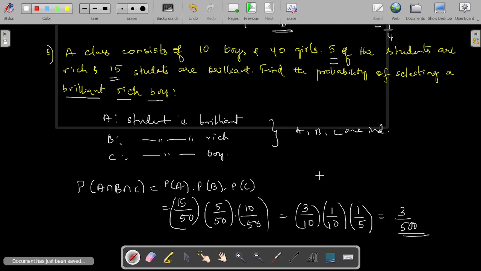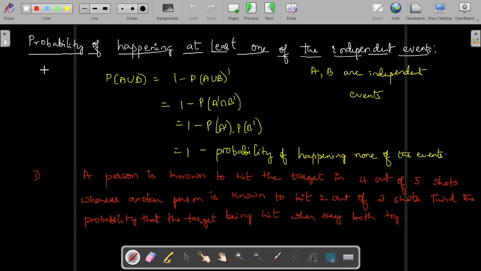This is how we use the concept of the multiplication theorem, conditional probability and independence of events to solve the problems. Now next is the probability of happening of at least one of the independent events. How to find that? Probability of A union B. Here at least one of A and B is nothing but A union B, where A and B are independent events. This is given.